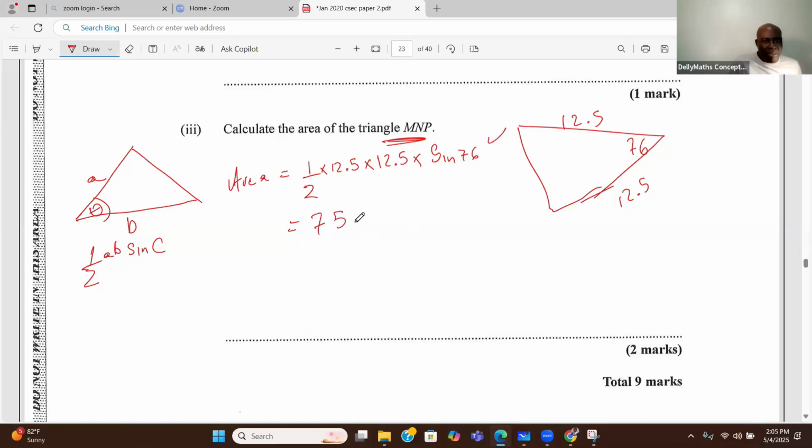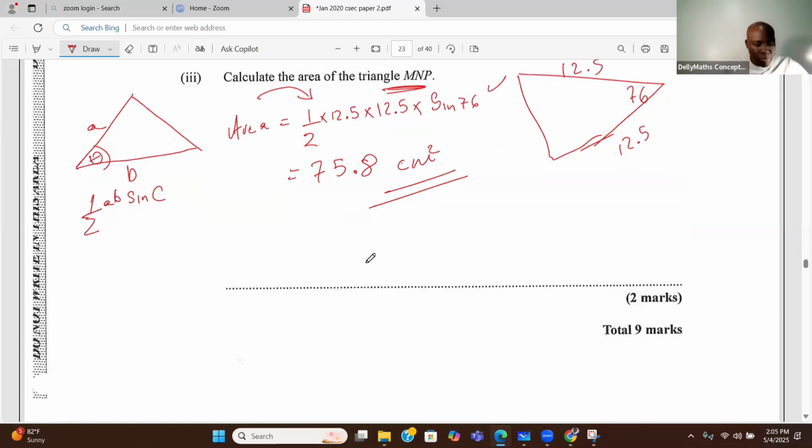Answer next, 75.8, and it's centimeters you're dealing with. Boom, done. So this is what we mean when we say show working. We mean show us what you're about to do, then the calculator does it for you. Anybody with a question here? Are we good? Talk to me. Good? We good? All right. We are good.